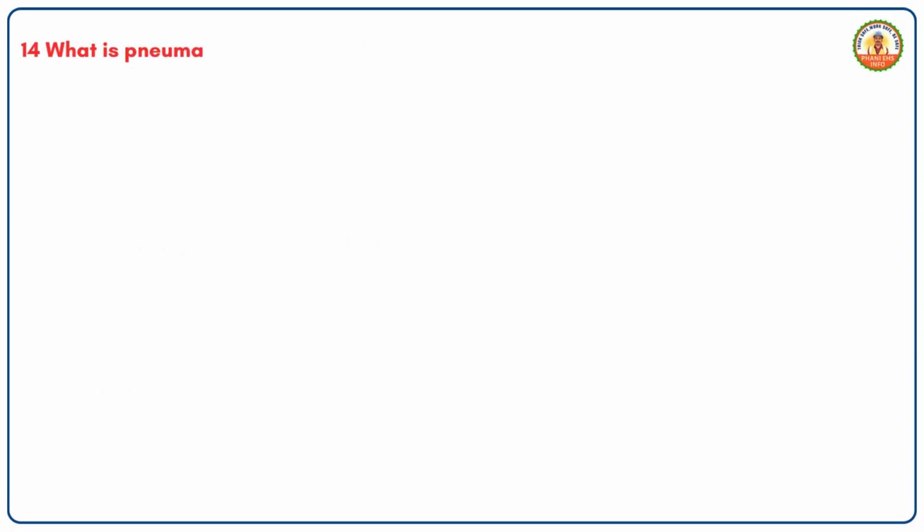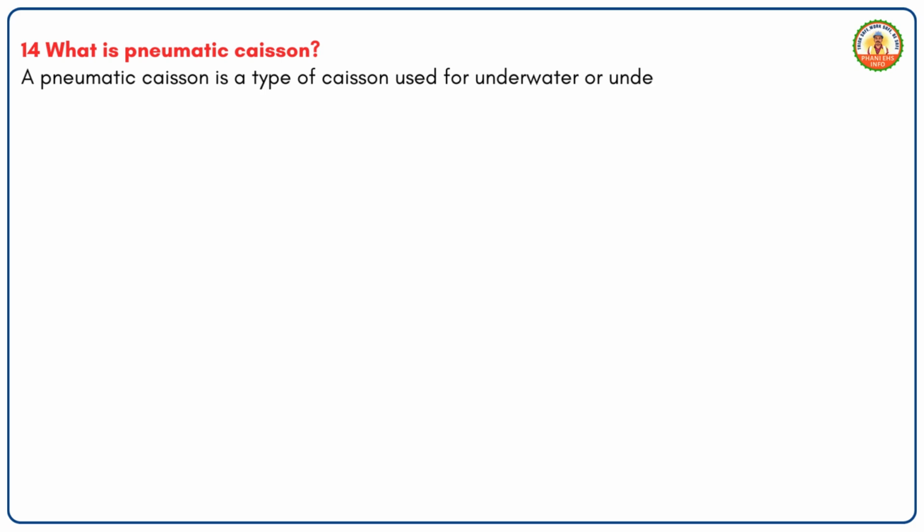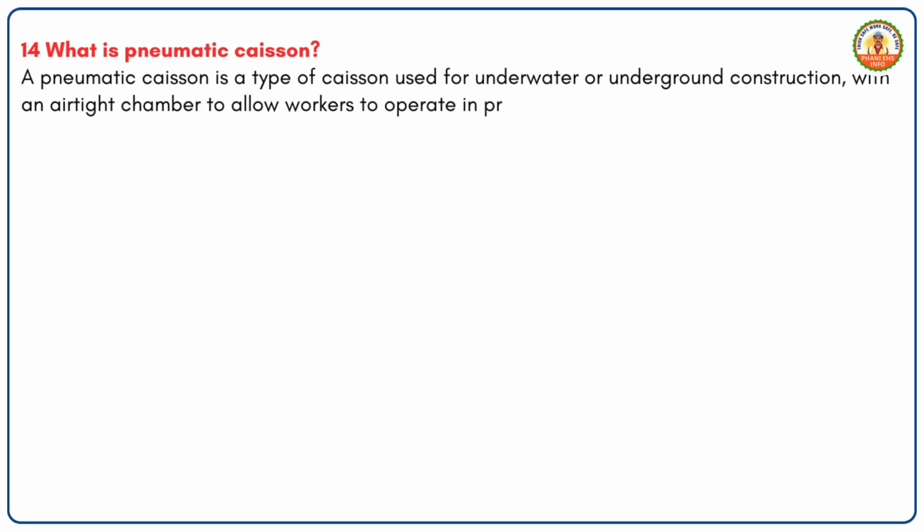14. What is pneumatic caisson? A pneumatic caisson is a type of caisson used for underwater or underground construction, with an airtight chamber to allow workers to operate in pressurized conditions. 15. What are the safety precautions to store and handle cement?